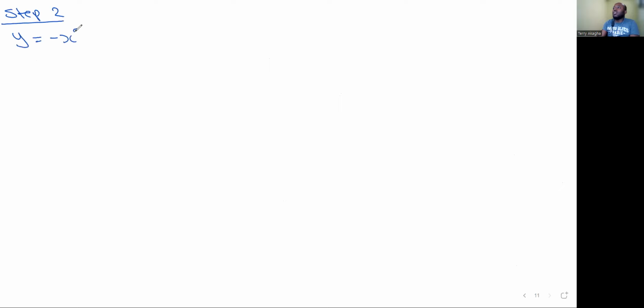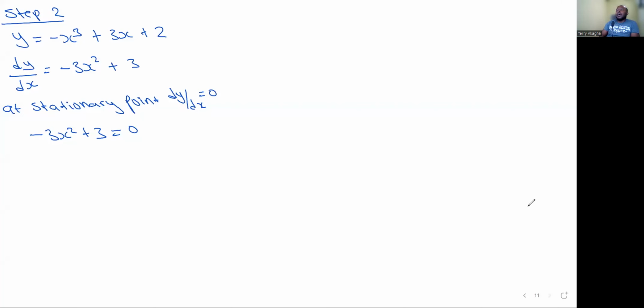Okay? But we know our stationary point, we know that dy over dx is equal to what? It's equal to 0. So that means all this, minus 3x squared plus 3, must be equal to 0. So we have a quadratic equation now. We have minus 3x squared plus 3 is equal to 0. Like I told you, I showed you the different ways to solve a quadratic equation. We use the complete the square method, factorization, and common factors. And we talked about many methods as well. But for this one, what are we going to do?